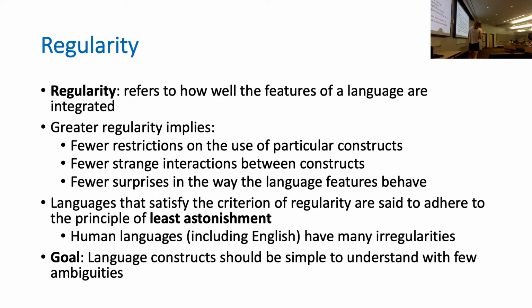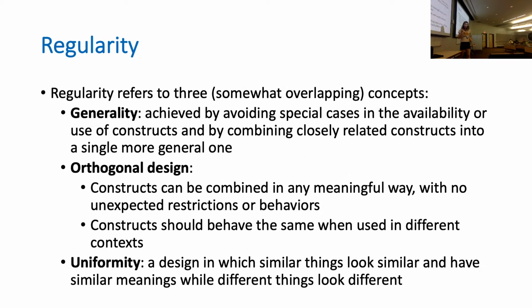And the goal of having this least astonishment language is that language constructs should be simple to understand with few ambiguities, right? Now, it turns out we can actually break regularity down into 3 subsections, okay? So we can have generality, we can have orthogonal design, and we can have uniformity. So generality is achieved by avoiding special cases in the availability or use of constructs by combining closely related constructs into a single, more general one.